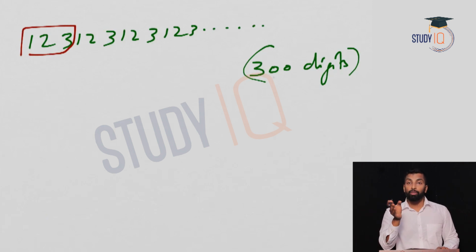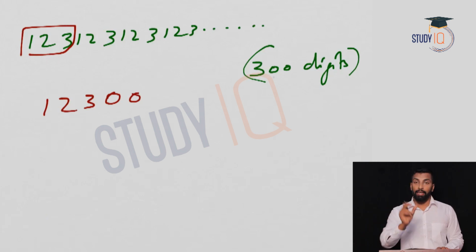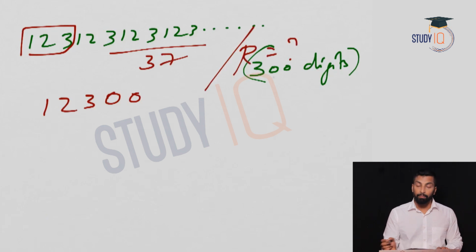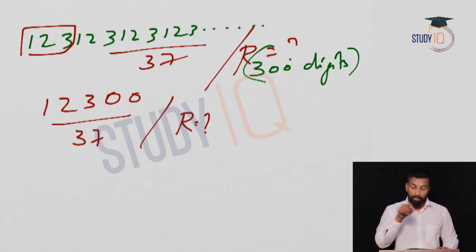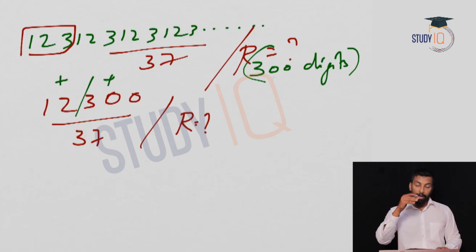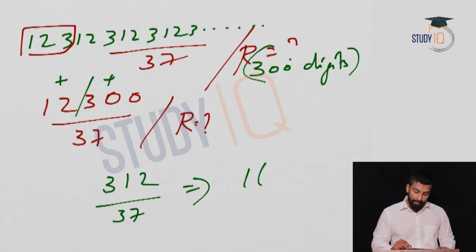Now you need to add all the triplets. So 123, 123, 123, 100 times you get this. So that is what you get if you add all the triplets. Then divided by 37, the remainder is what you need to find out, right? So you can also divide this by 37 and find the remainder. Or if you still want to simplify, you can group into triplets again. So you put plus plus. So 1 2 3 0 becomes 312. 312 divided by 37, you can get the answer faster. You get 16 as the remainder.